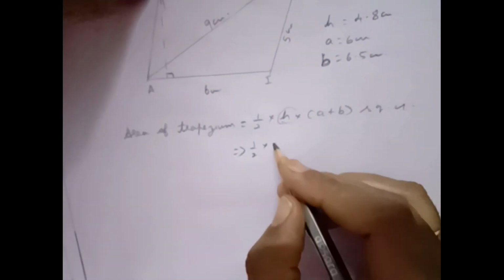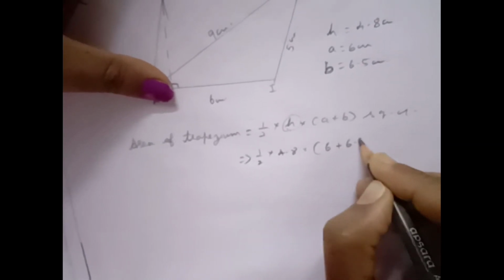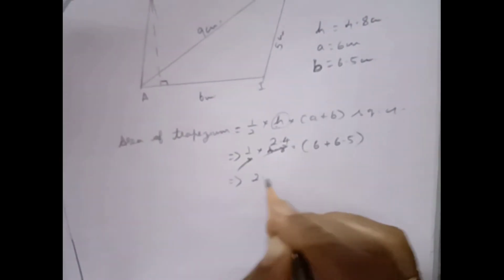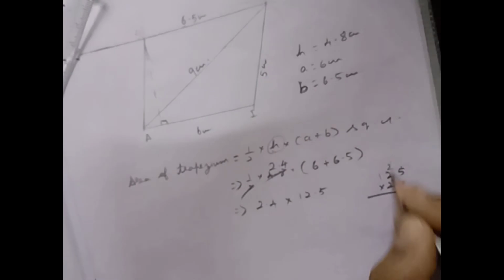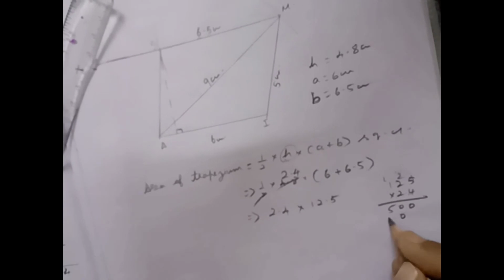Half into H value is 4.8 into 6 plus 6.5. So if you cancel here, 2.4. 2.4 into 6 plus 6.5 is 12.5. Now multiply and write down the answer. 125 into 24. 4 5s are 20, carry 2. 4 2s are 8, 8 plus 2 is 10. 4 1s are 4, then 0, carry 1. Your answer is 30 centimeter square.